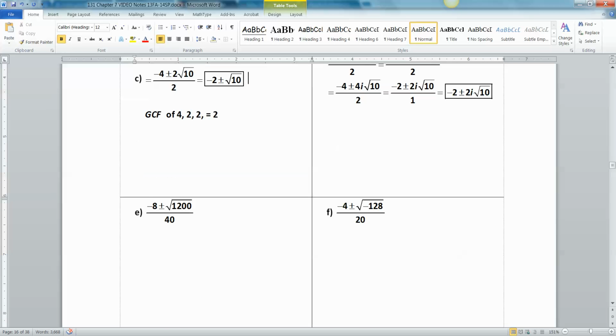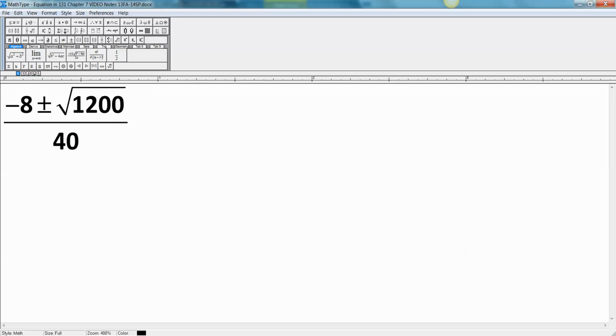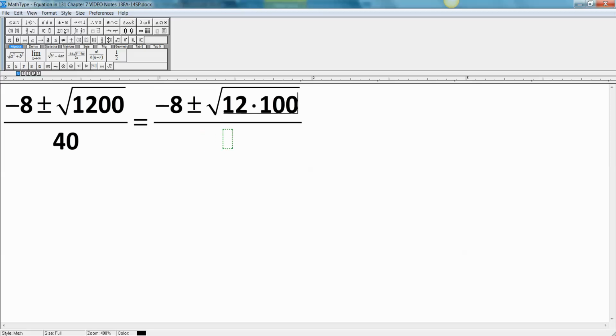All right, now next one. Negative 8 plus or minus the square root of 1200. Oh, Lord. Okay, so 1200. That's negative 8 plus or minus square root of, I bet you probably would see 12 times 100, over 40. So 12 times 100 is okay, but think about 12 for a second.